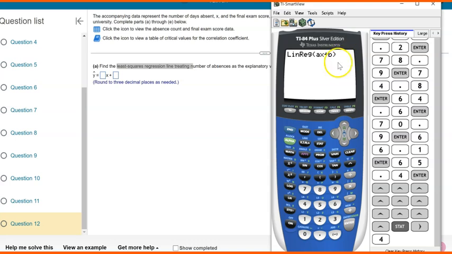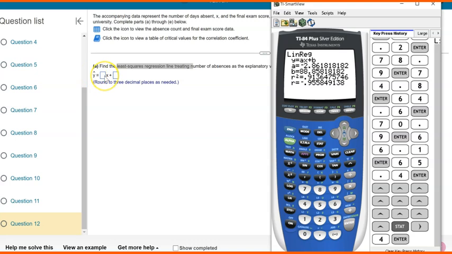You don't have to put L1, L2 because this already takes the data from L1 and L2, and you just press enter. You see this value here, a, is the slope, rounded to 3 decimal places, and the y-intercept is 88.8581, rounded to 3 decimals. Put it here. Let me put that in the box.